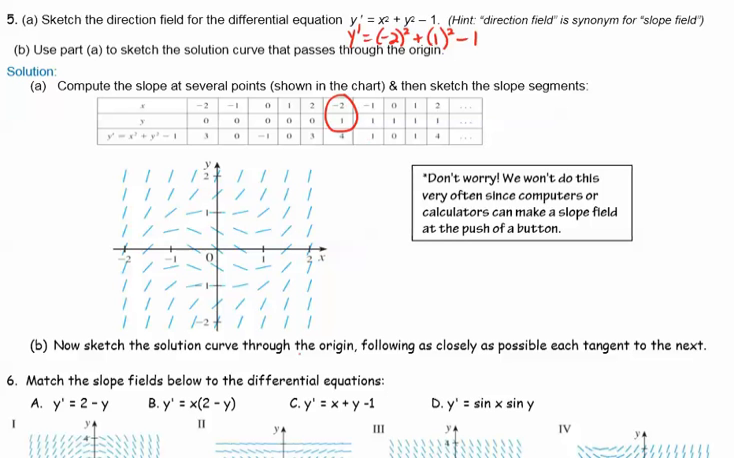And now it's asking us to sketch the solution curve that passes through the origin. So follow the tangent lines to the best of your ability to the edge of the graph. And it looks like our solution curve here might be, for example, a cubic polynomial.